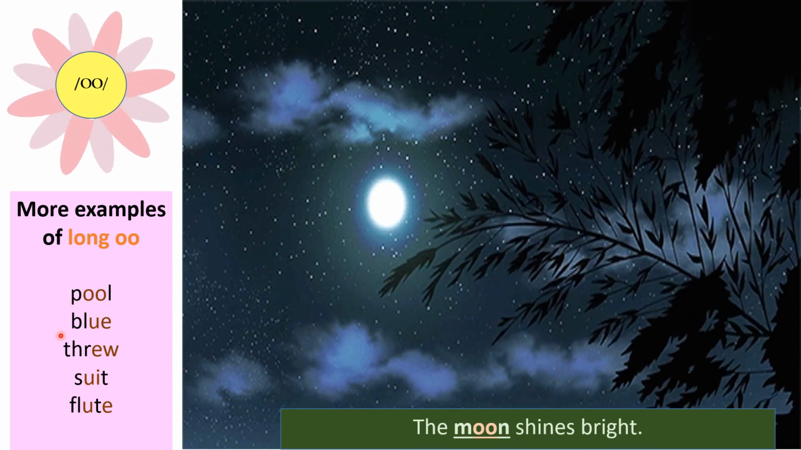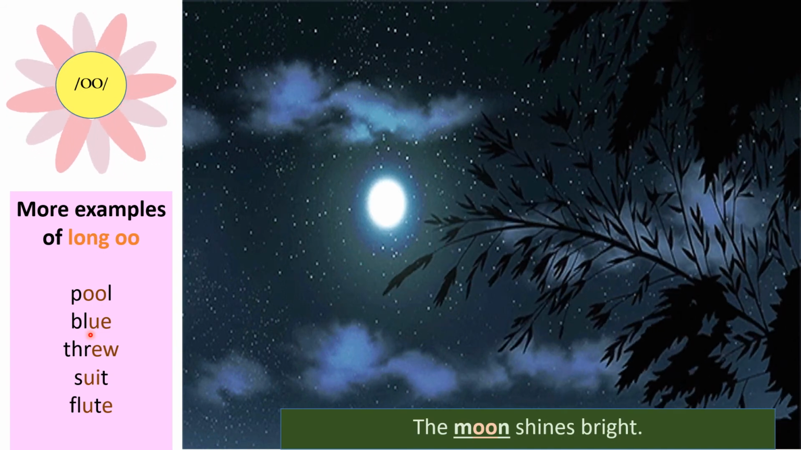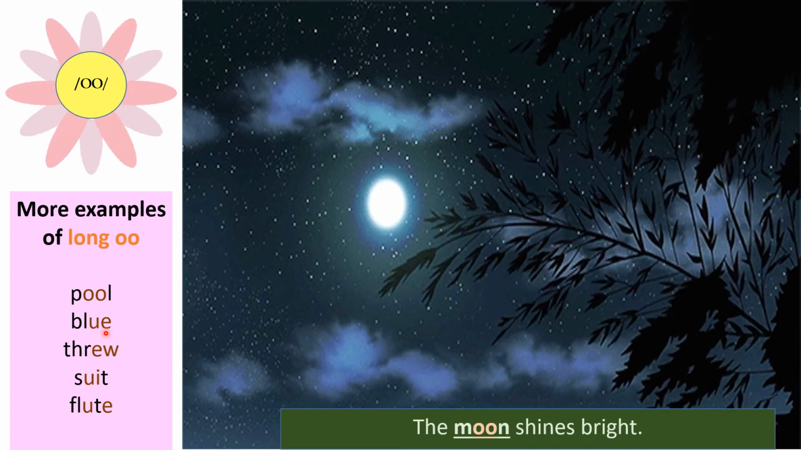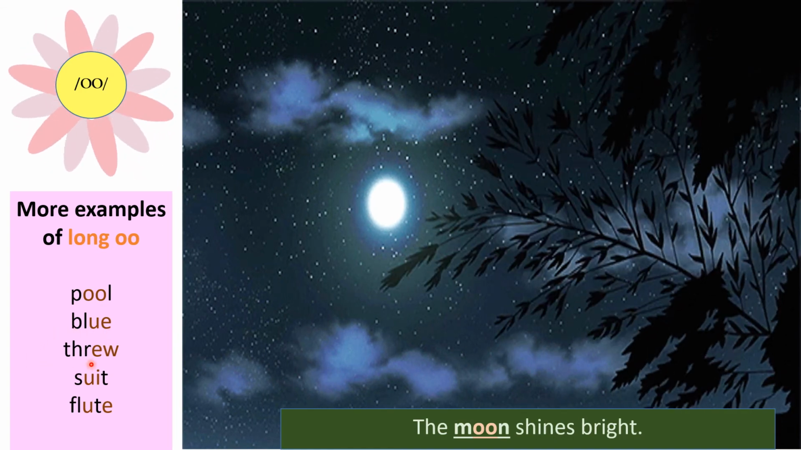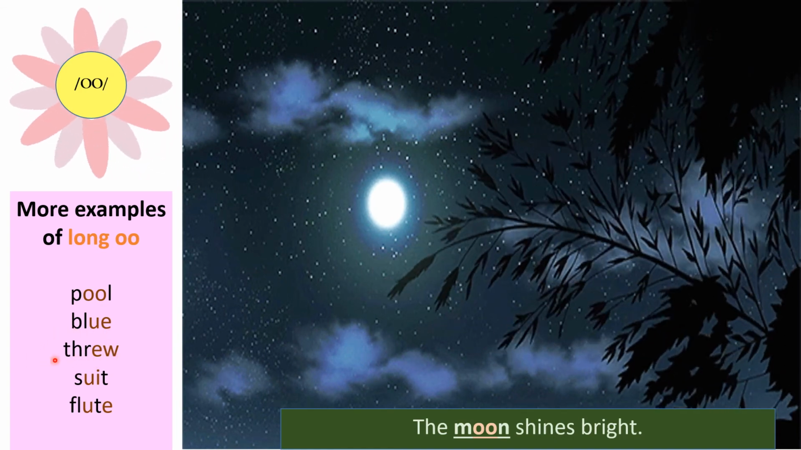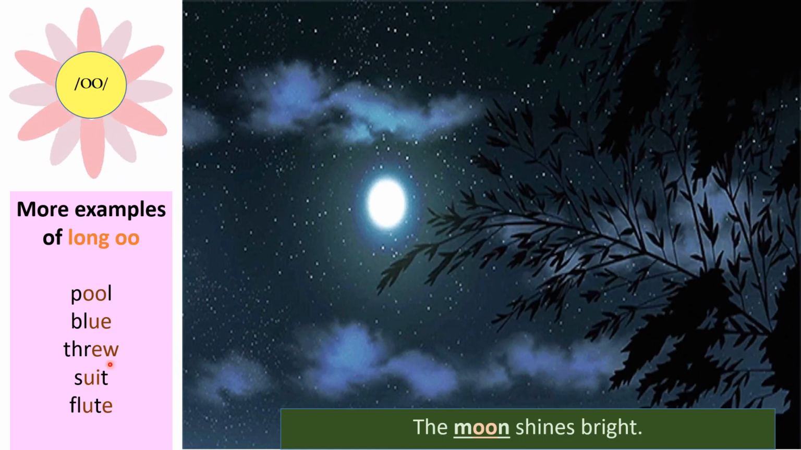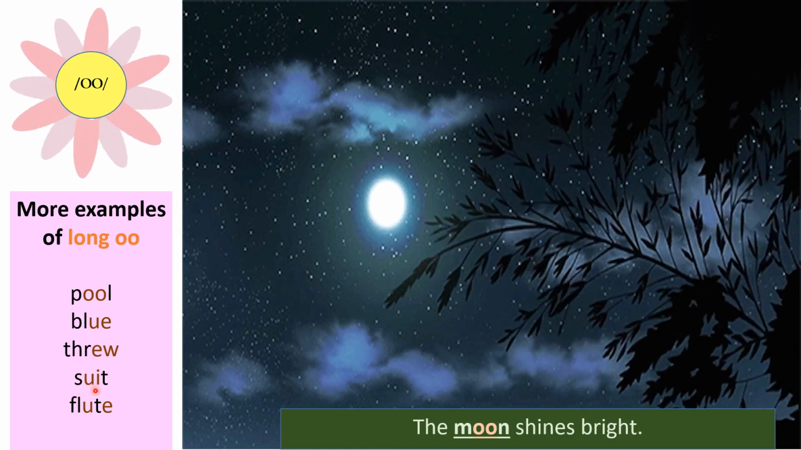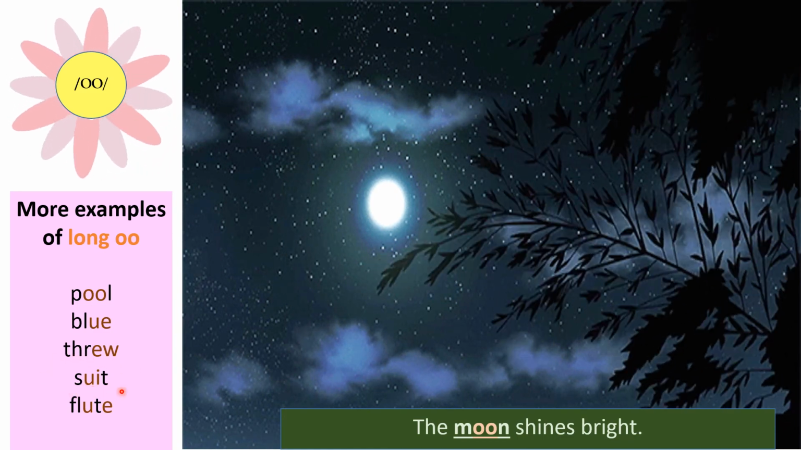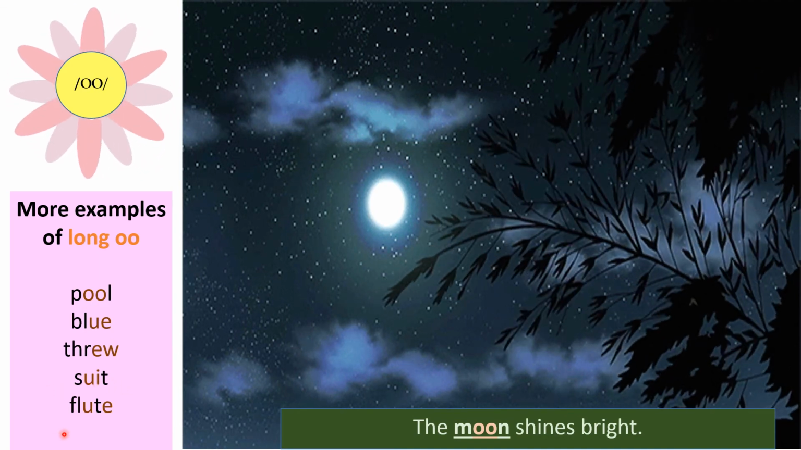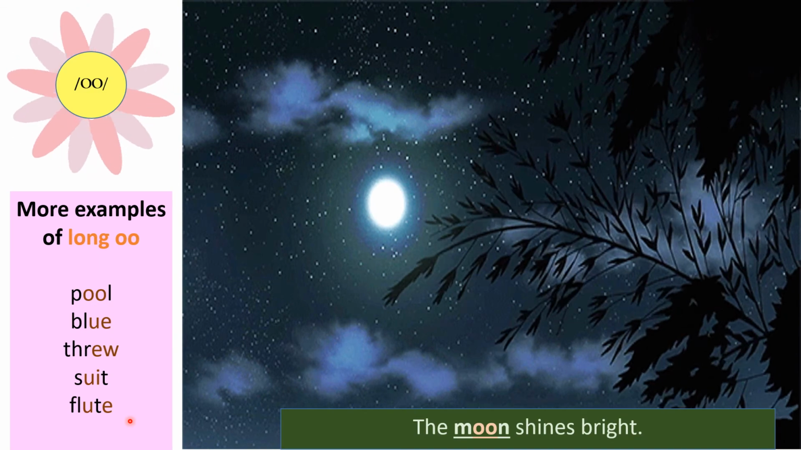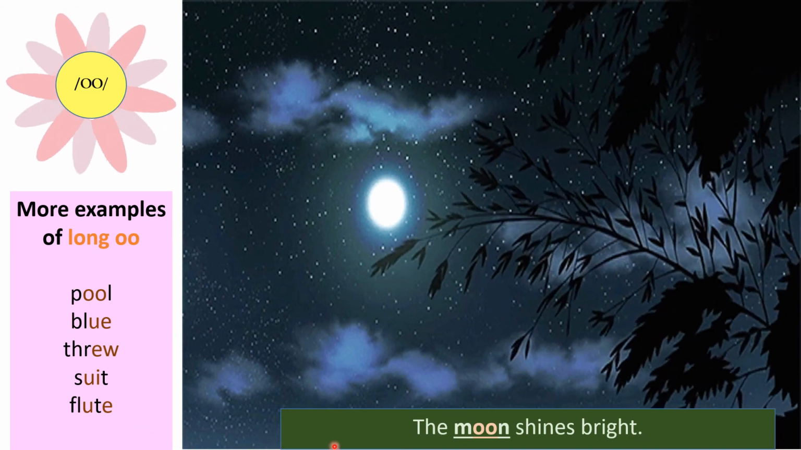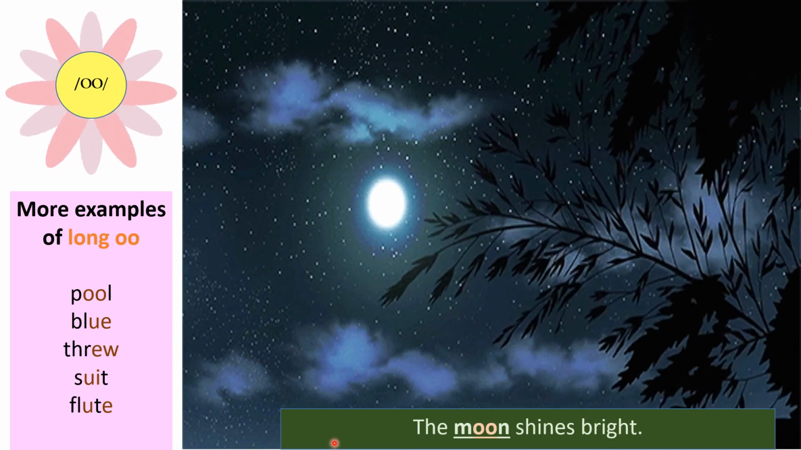It can also be spelled using the letters U and E, as in blue. EW as in through. U and I as in suit. U and E as in flute. Now we have here an example of a sentence with the long OO sound.